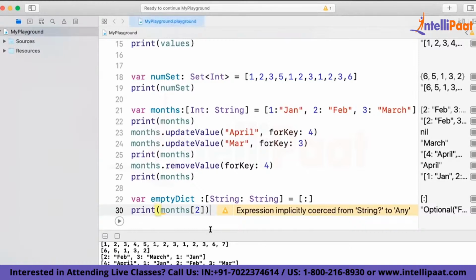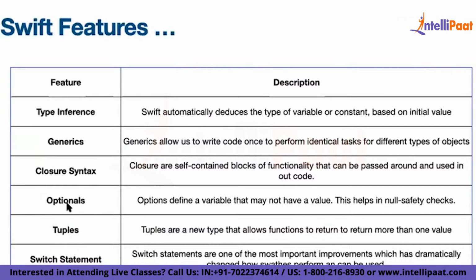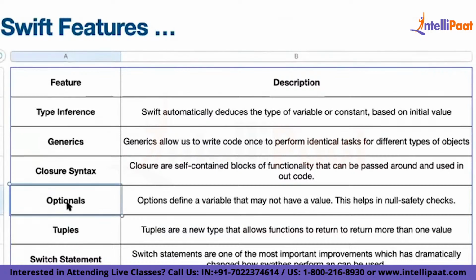All right. Now, if you remember my presentation, I'll pull it up and bring that out. We had talked about optionals. Optionals are values that may or may not exist. So you have to make sure that the value exists. And if you try to access a value which does not exist or has not been initialized, you will have a null pointer exception. And Swift very nicely takes care of null pointer exceptions.